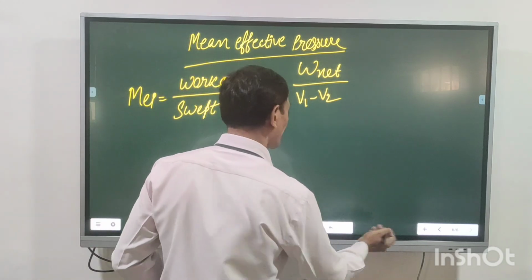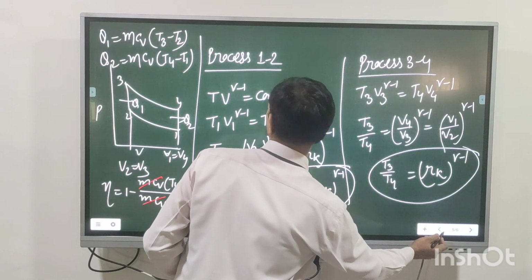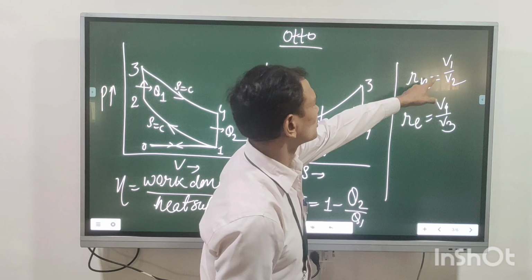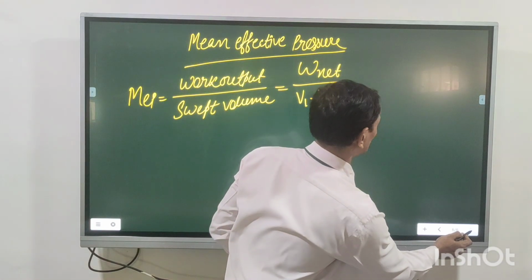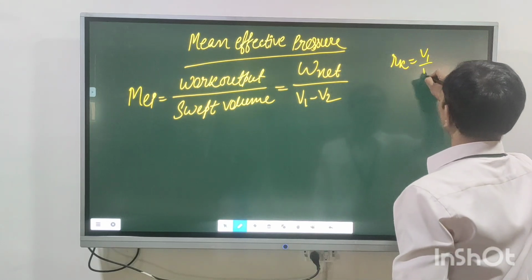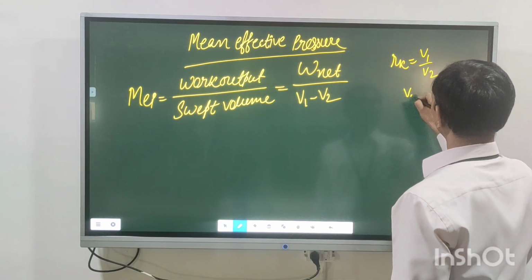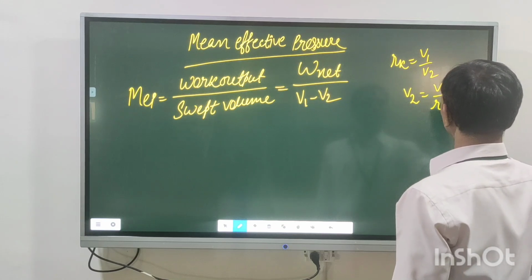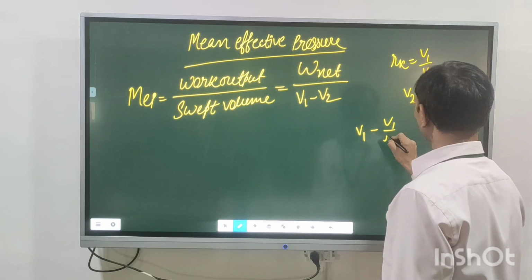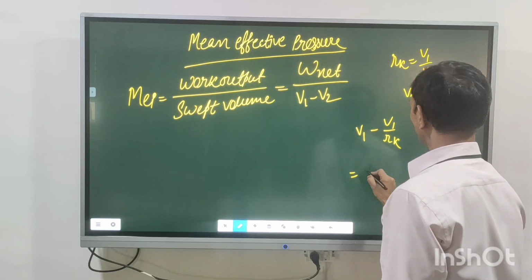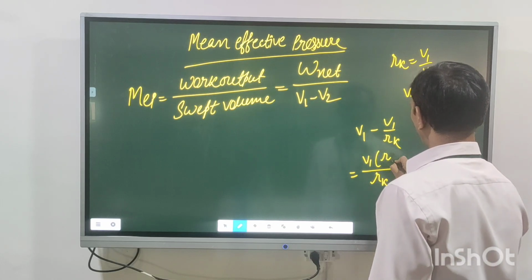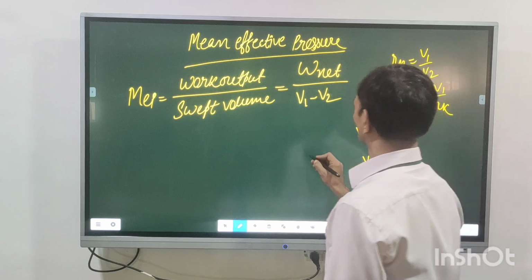Okay, and we know that the compression ratio RK is equal to V1 upon V2. So V2 is equal to V1 by RK. So we can write V1 minus V1 by RK. Take LCM: V1 times RK minus 1 over RK, where RK is the compression ratio.